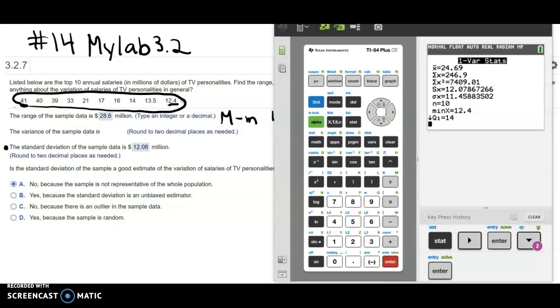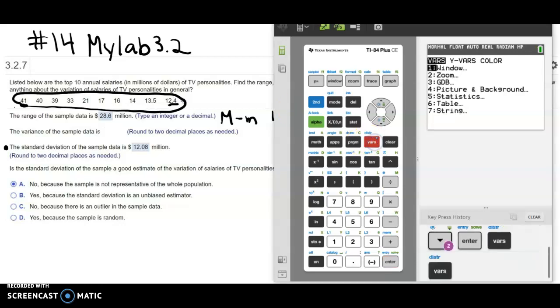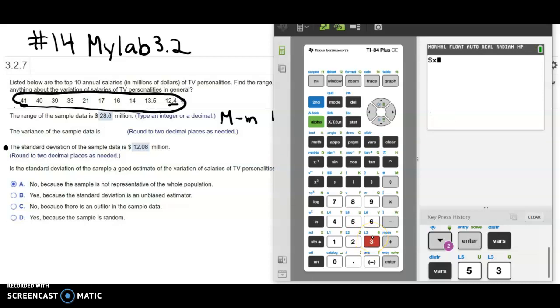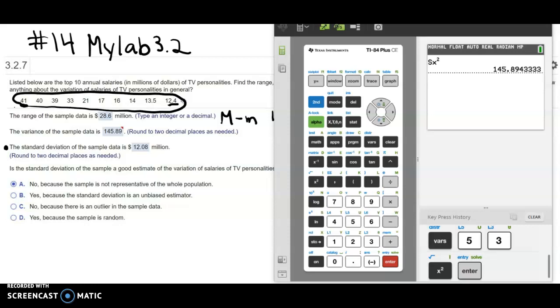Whenever we calculate 1-Var Stats, our values are actually stored for us. So what we can do now is press Vars, and go down to number 5, which is Statistics. We just used Sx for our sample standard deviation, so you can press the number 3. That gives us our stored value for standard deviation that we just calculated. So we can simply square that number and we'll get 145.89. When you type in your answer on MyLab, that is the correct answer.